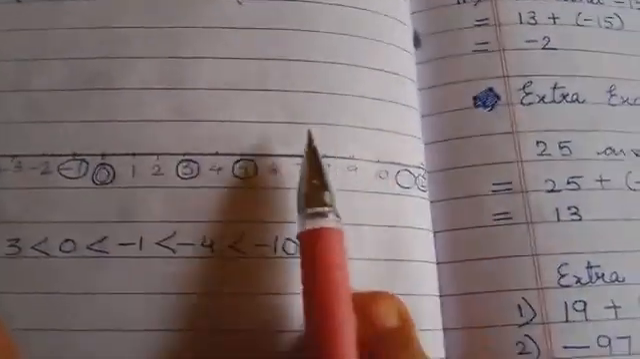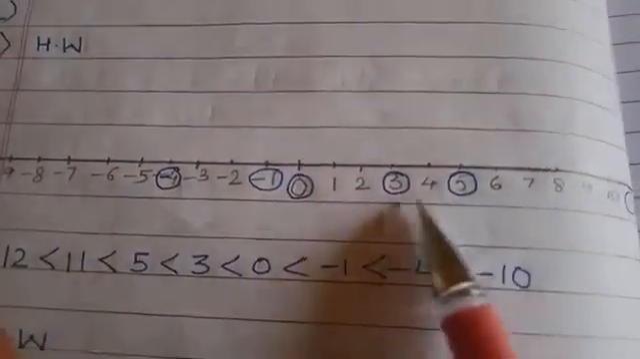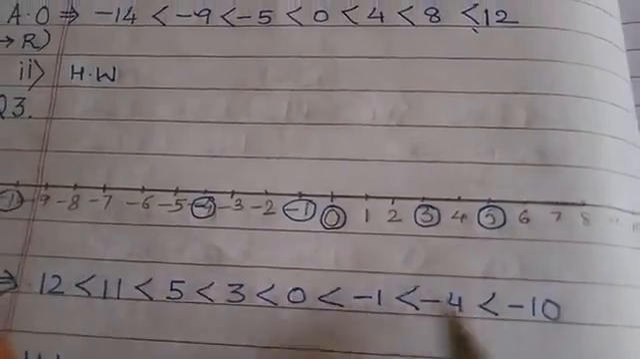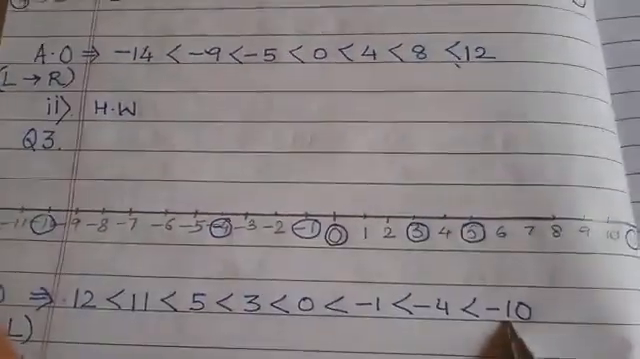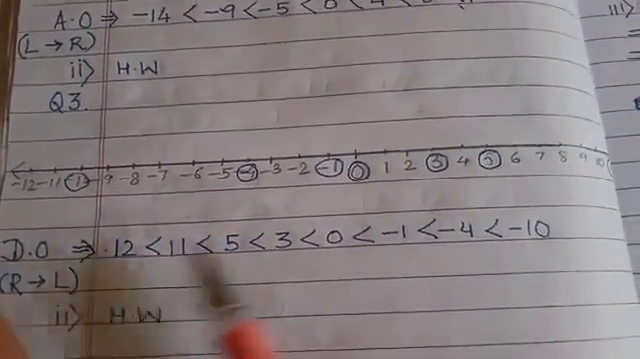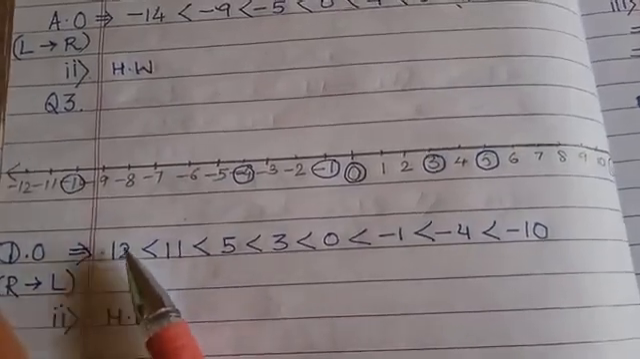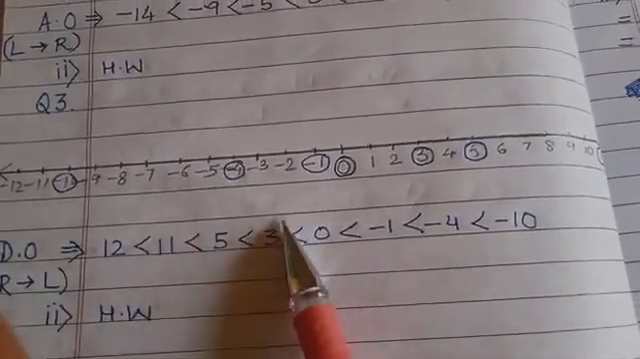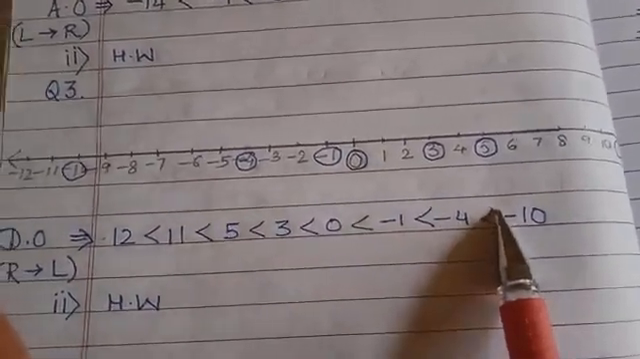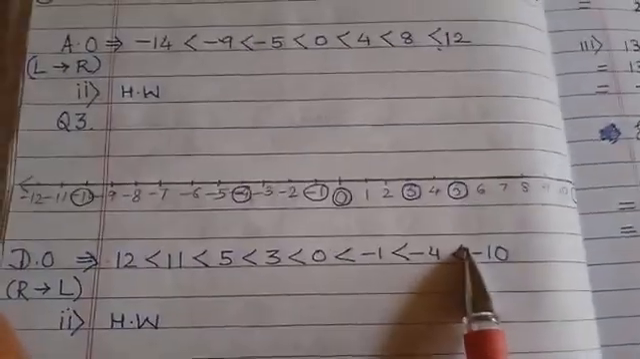So you can see here: 12, then 11, then 5, then 3, then 0, then -1, then -4 and -10. Now we have got descending order, right to left. 12 is greater than 11, is greater than 5, is greater than 3, is greater than 0, 0 is greater than -1, is greater than -4, and is greater than -10. Second one is homework.